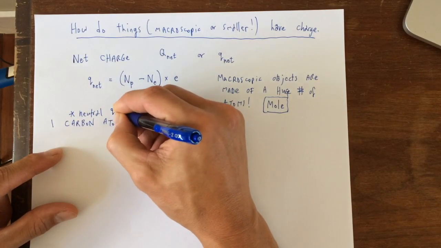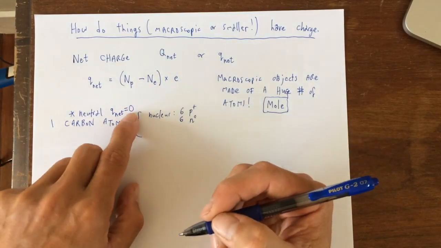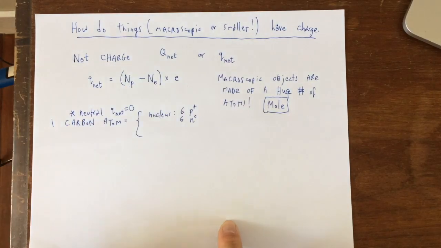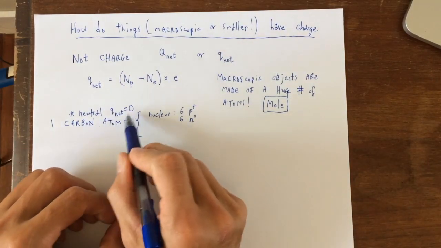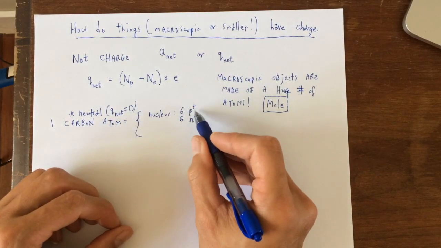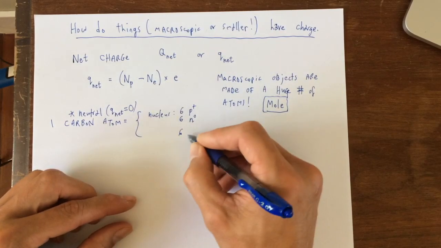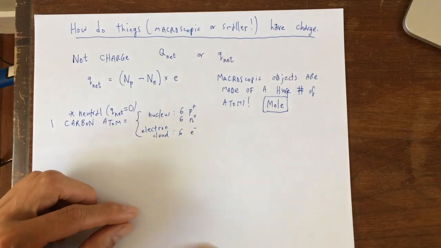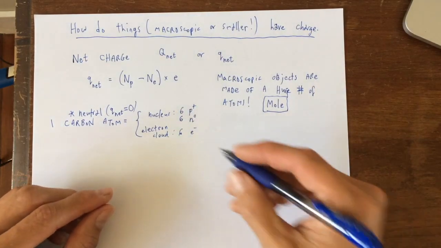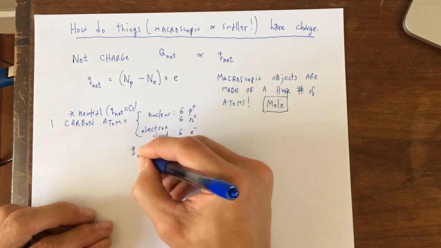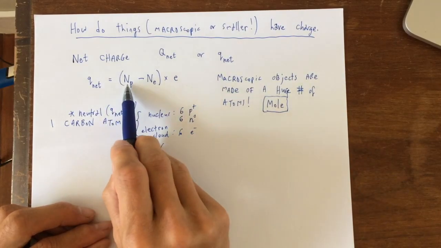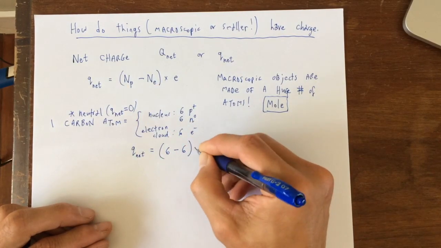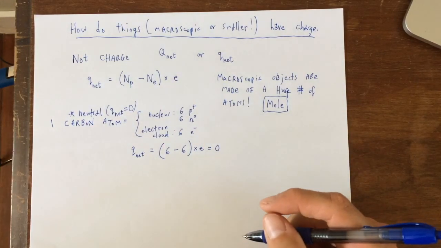So neutral means that the net charge of the thing you're talking about is equal to 0, and the only way that that can be true, because E is not 0, is if the number of protons and the number of electrons match each other, and they precisely cancel. So a carbon atom that is neutral has a nucleus of 6 protons, 6 neutrons, and then it has 6 electrons in what is often referred to as the electron cloud. So this is the cloud of little bees around the honey pot. So if I add up the net charge, Q net in this case equals, the number of protons is 6, the number of electrons is 6, and then when I multiply by E, I get 0. So that's a neutral carbon atom.